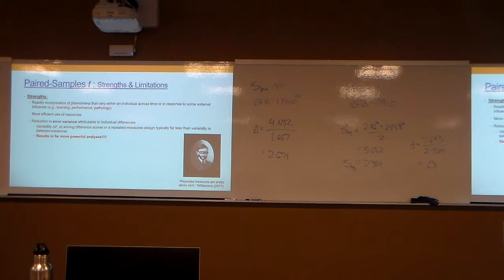Zach Williams said one time that repeated measures are pretty damn slick, and I would agree. I think they are. He gave me an updated version of the photo there. When you're thinking about your theses, your dissertations, if you can use a repeated measure design, do so. They're just so much more powerful and able to detect things. They're nice because they can incorporate things that we're interested in looking at. They're more efficient. They result in a reduction of our error variance. Our standard errors go down, and it ends up being much more powerful than our between sample tests.